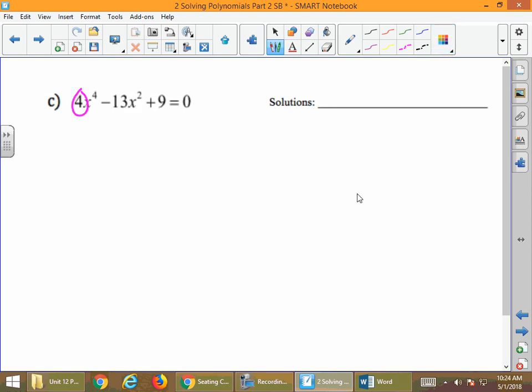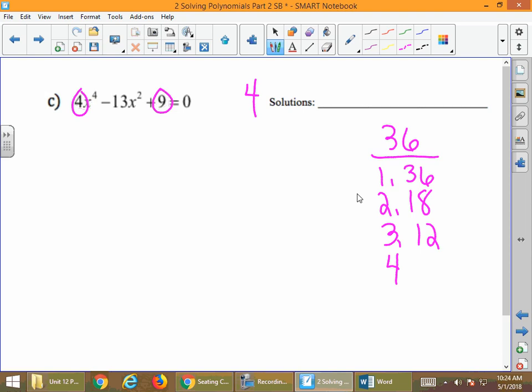So we're going to take 4 times 9, it's 36. We are looking to find 4 solutions, before I forget that. And 36 is 1 times 36, 2 times 18, 3 times 12, 4 times 9, and 6 times 6. And we're looking, can we combine to be 13? Well, 4 and 9 will combine to be 13. And even more specifically, negative 4 and negative 9.